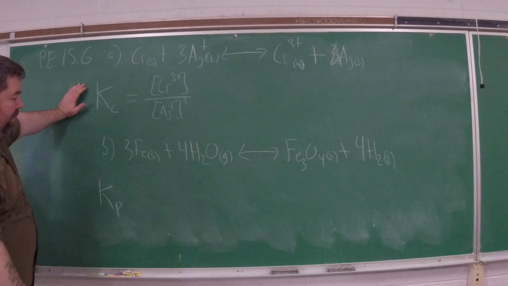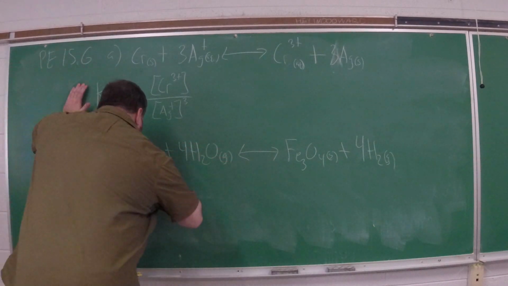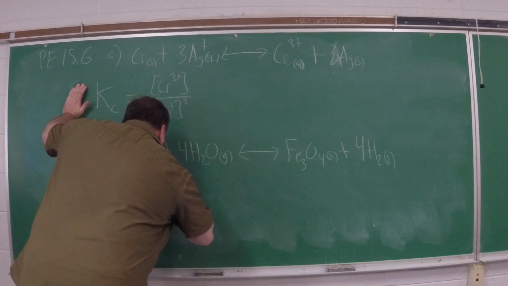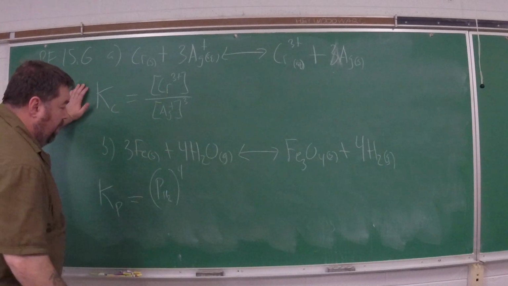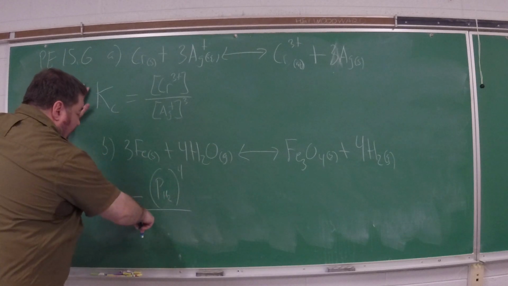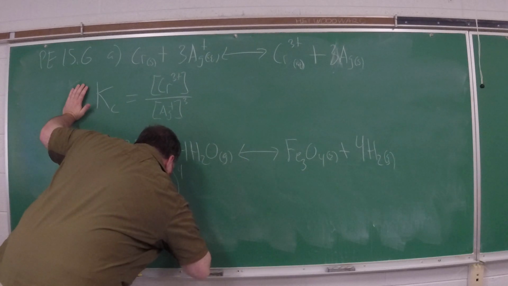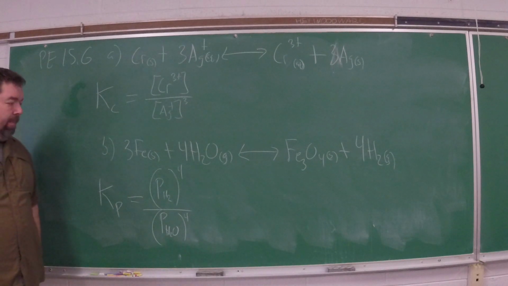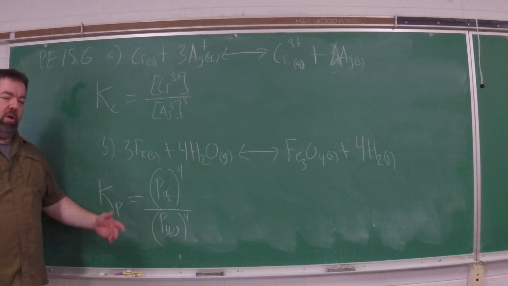They want Kp, right? Well, again, solids do not appear. We have gas. So again, products over reactants. We're going to end up with the partial pressure of H2 raised to its power of 4 divided by, again, Fe3O4 is not going to appear. On the reactant side, Fe is not going to appear, and we're going to have H2O. Partial pressure of H2O raised to its stoichiometric coefficient of 4. Okay? Again, hopefully that's pretty straightforward. Solids and liquids do not appear in heterogeneous equilibrium. Long story short.